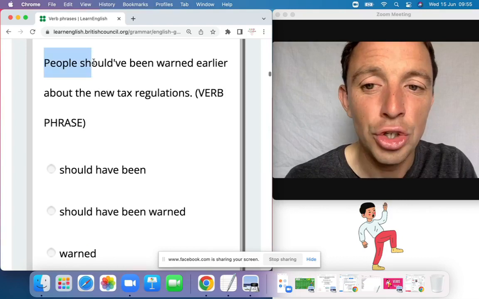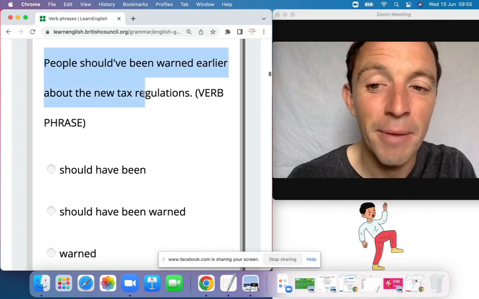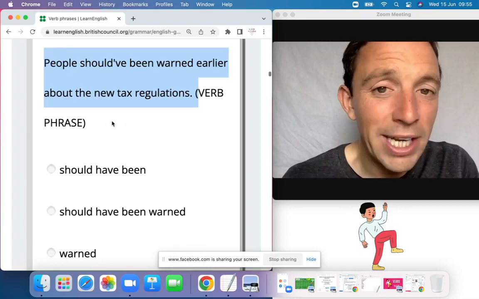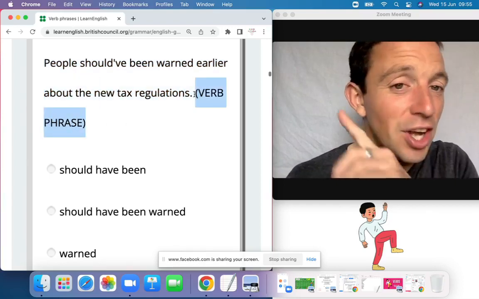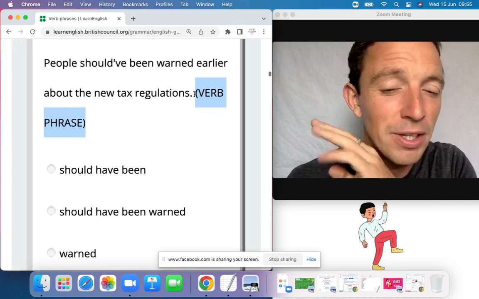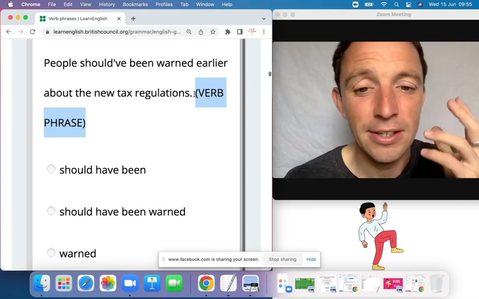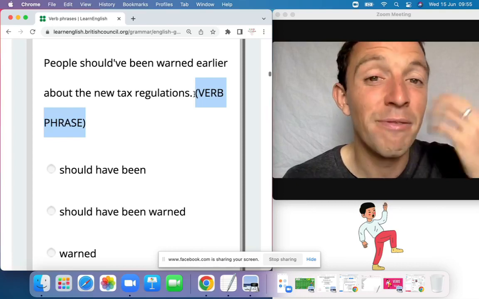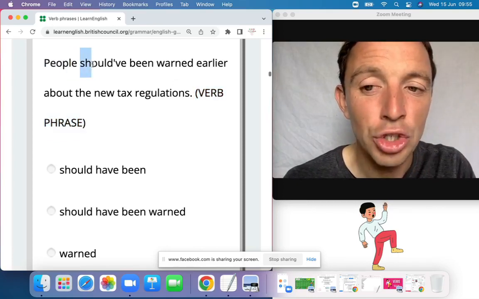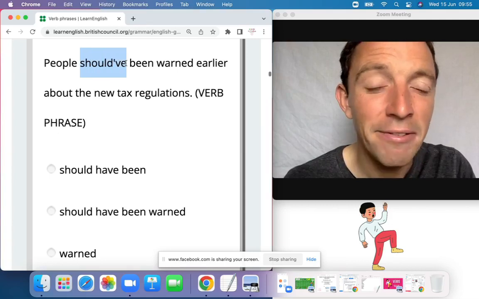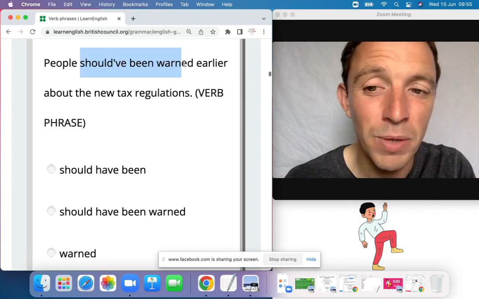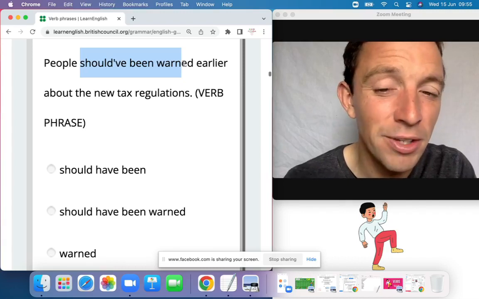People should have been warned earlier about the new tax regulations. We need to find the verb phrase, not the auxiliary, not the -ing, not the past participle, not the modal. We need the verb phrase. So people is the subject, should is the modal, have is another verb, be is another verb, and warn is another verb. So we have 1, 2, 3, 4 verbs.